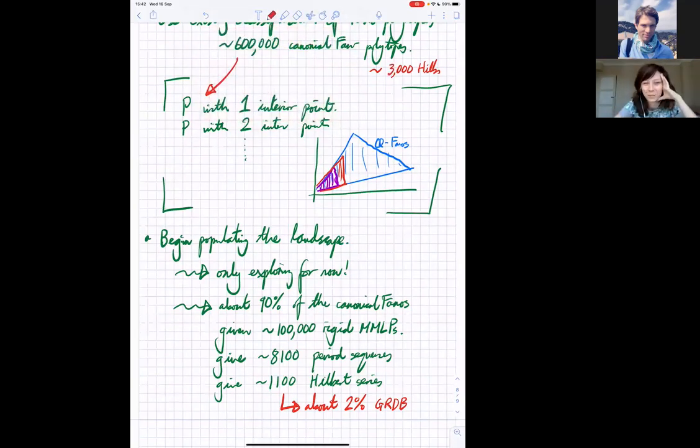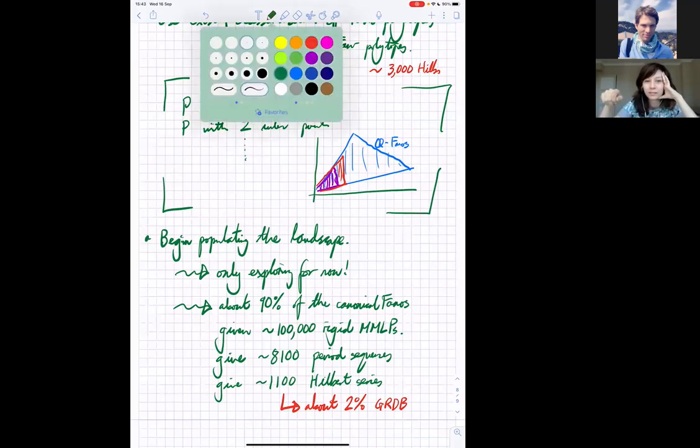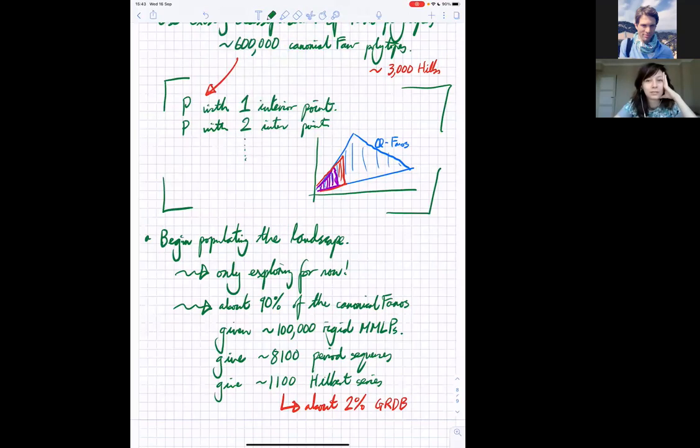Many of them won't give us a rigid maximally mutable Laurent polynomial. Many of them will give us a maximally mutable Laurent polynomial that isn't rigid, in other words, that doesn't correspond to a terminal Q-Fano. And this is the sort of hint: there are 600,000 canonical Fano polytopes, but we've only found 100,000 rigid MMLPs. So about 5 out of 6 of them don't give a rigid MMLP.